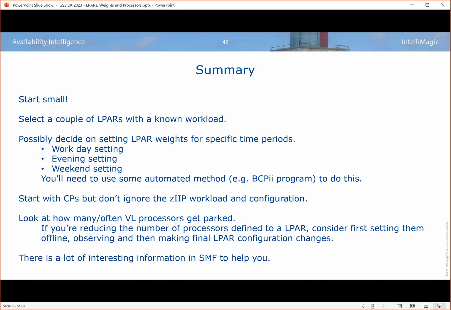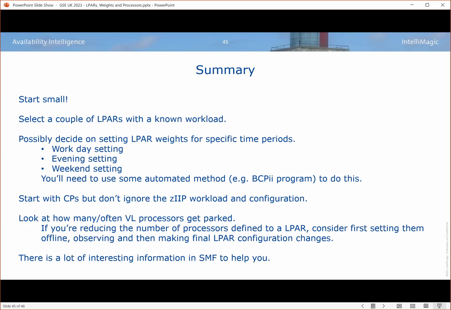You can use BCPii, or a program, to automate that, i.e. you define what you want for your LPARs and then you make the change, automated, okay? Now, we've been talking about CPs, and that's a good place to start, but don't ignore the zIIPs workload, okay? That's very important.